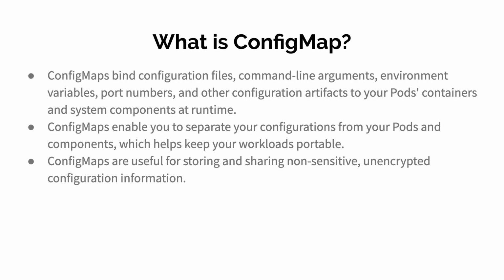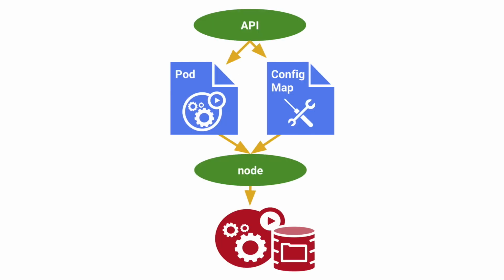For sensitive data, there is another object type, Secret. In the next video, we'll learn about that. So let's understand how ConfigMap works.